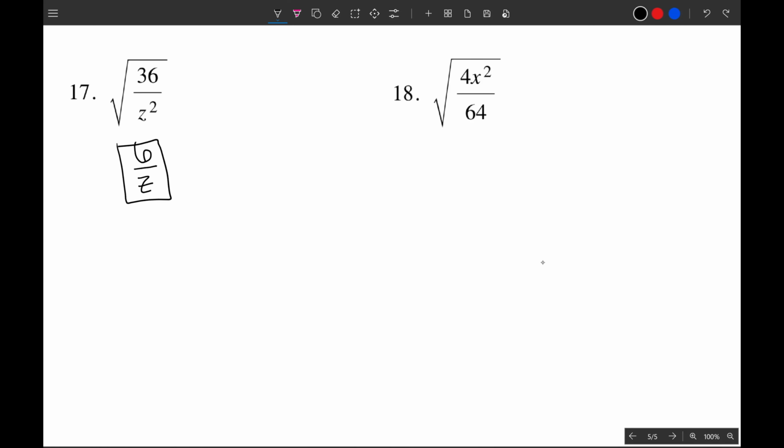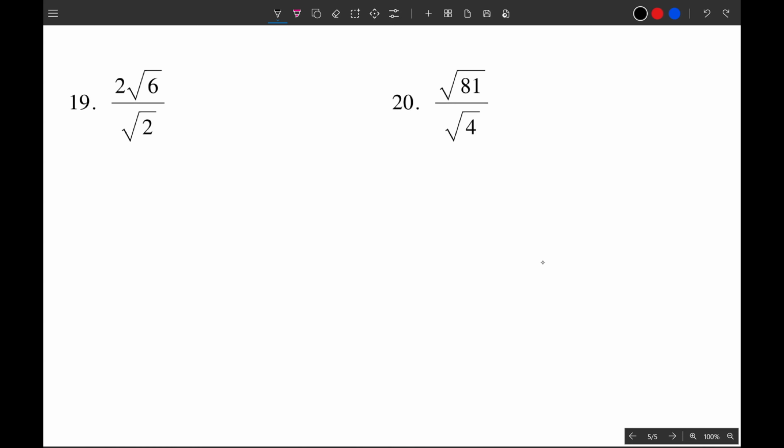All right, on 18, we're throwing in a coefficient and a variable. So the 4 is a perfect square, and x squared is a perfect square, and 64 is a perfect square. So we'll square root all of them. Square root of 4 is 2, square root of x squared is x, and square root of 64 is 8. But I am not done because I can reduce this. 2 over 8 will reduce to 1 over 4. So this would just be x over 4.